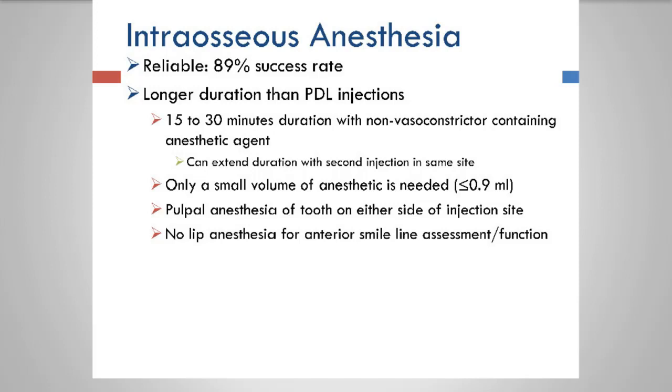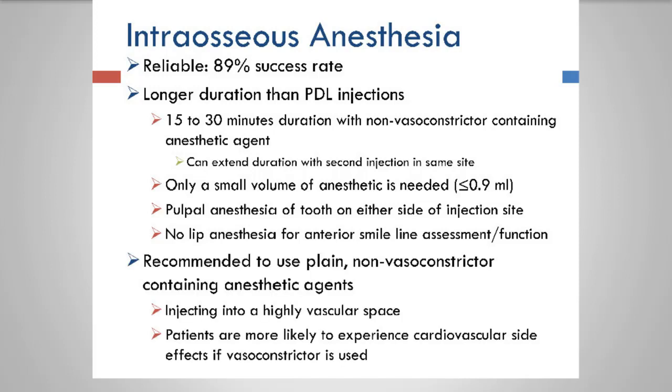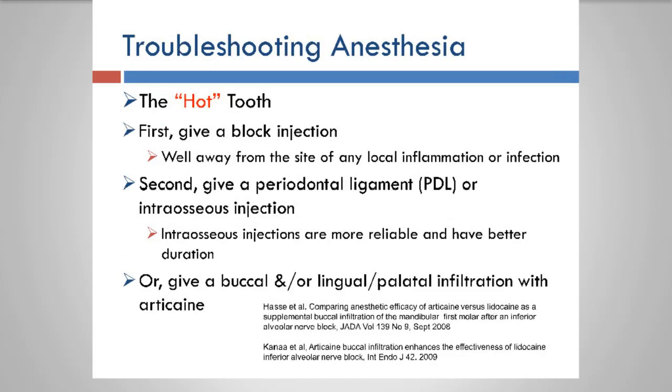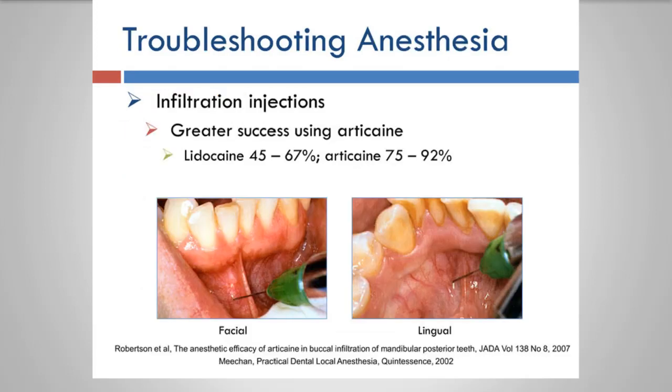All right, but what you'll see more of now, and this is reflected in the endodontic literature, I've cited a couple of endodontic articles here, is that instead of using a PDL or an intraosseous injection on these hot teeth for secondary injections, they're using articaine delivered in both a buccal and/or a lingual or palatal infiltration, and they're getting very good backup anesthesia to their original block with this technique. Now here's a study. This was done on the mandible, but my thinking is that if it works for the mandible, it's going to work even better for the maxilla.